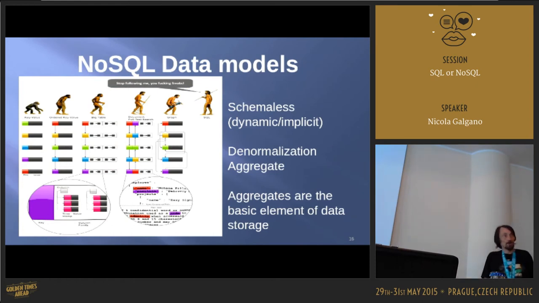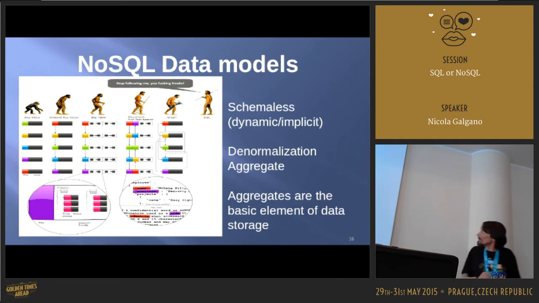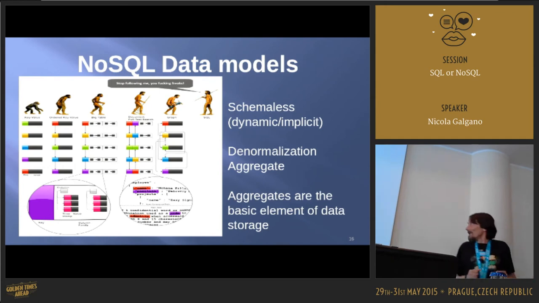NoSQL uses another approach, another data model. They claim to be schemaless. As you know, in the relational world, you have a schema. Every table has a schema, and it's quite rigid. Another important aspect to take into account is that they use denormalization. Usually, in relational databases, you use normalization. You try to normalize to the nth power. In NoSQL data models, you do the opposite. You tend to aggregate data. And this aggregate is the single unit that you use to move data back and forth to the database.